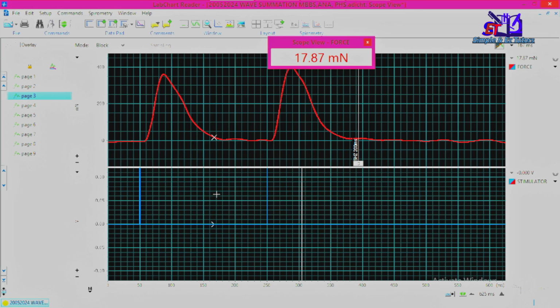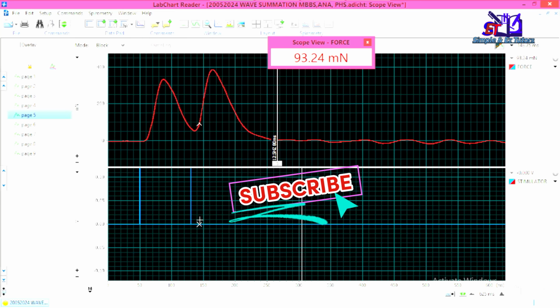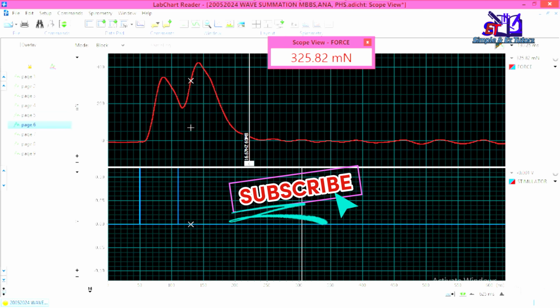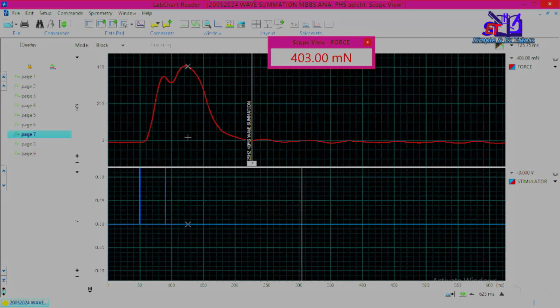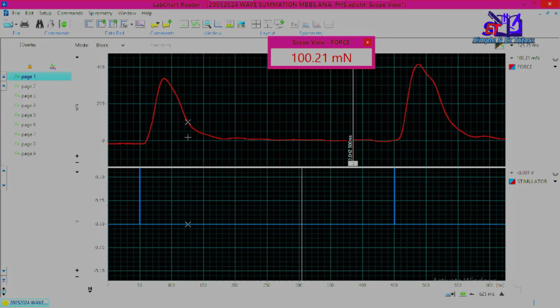This is a point of stimulation. This is the second point of stimulation. You can see as we keep on reducing, there is no refractory period. It's leaving the baseline, so it's coming up and summing up as one. That is wave summation. So we are going to be analyzing our data from the first page here. This is the first block. So we're going to utilize our marker tool. I will drag the marker tool up here.